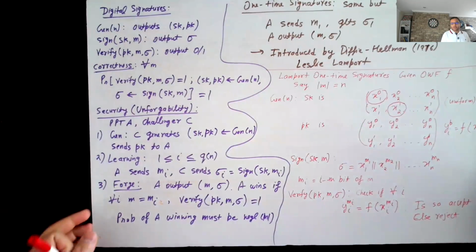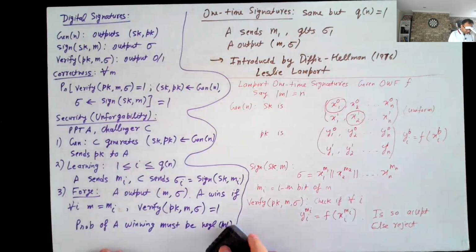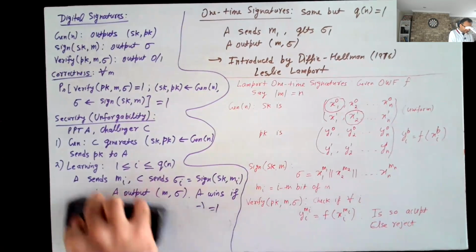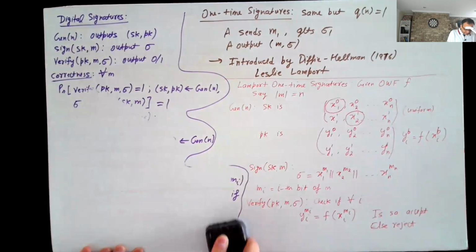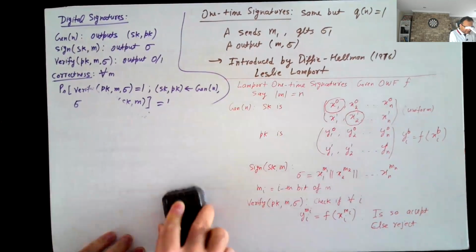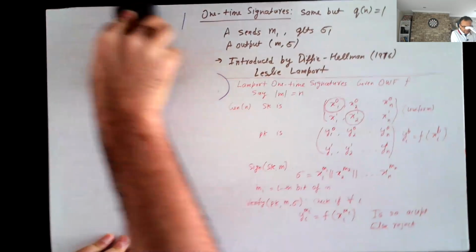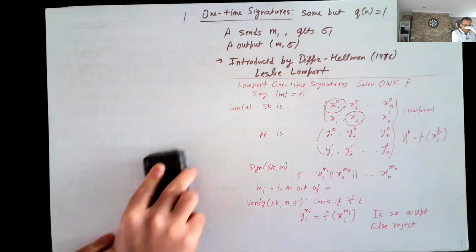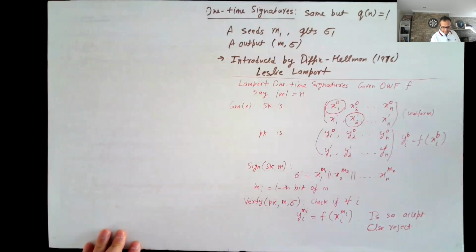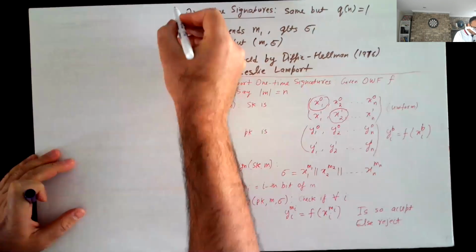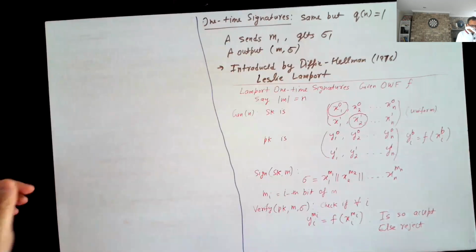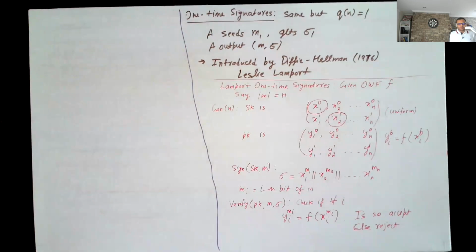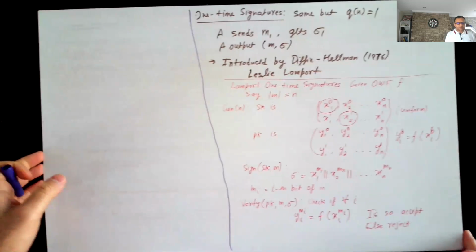Okay, is the scheme clear? Should we go to the security proof? Okay, and the security proof is actually very simple, because if you want to change the message, let's say you want to change the first bit of the message, then you have to invert the one-way function. Then you have to output a pre-image which was not part of the original signature.